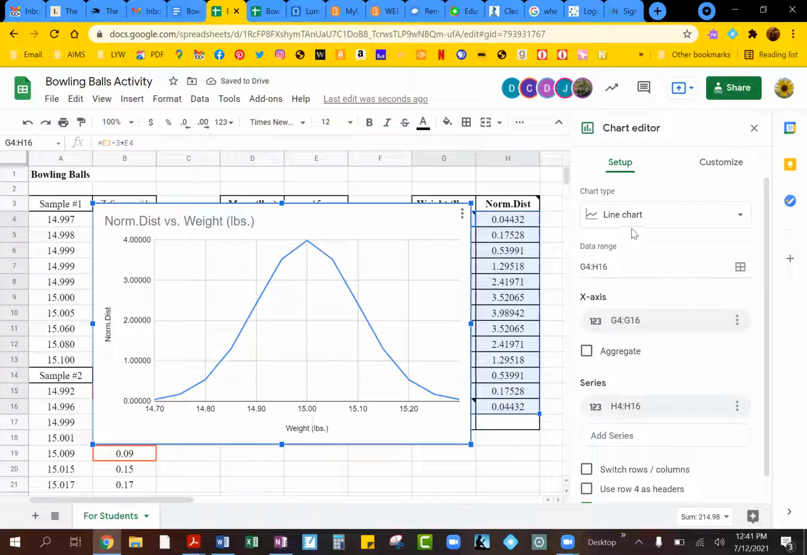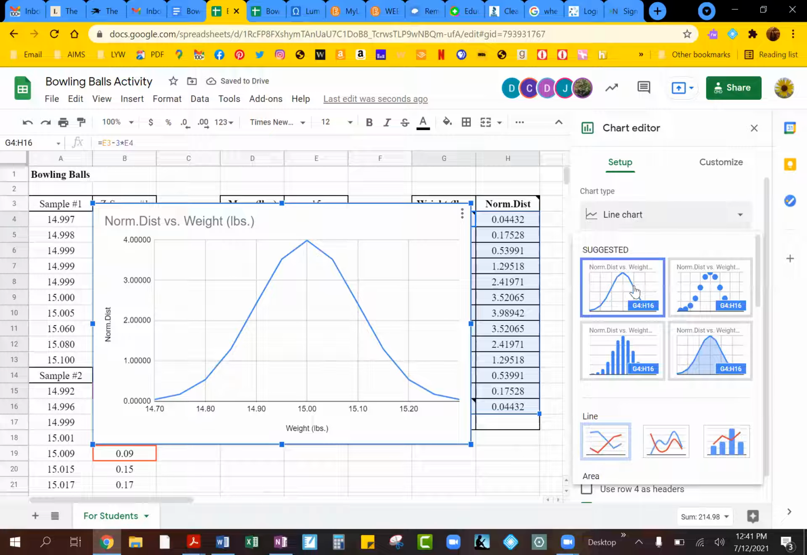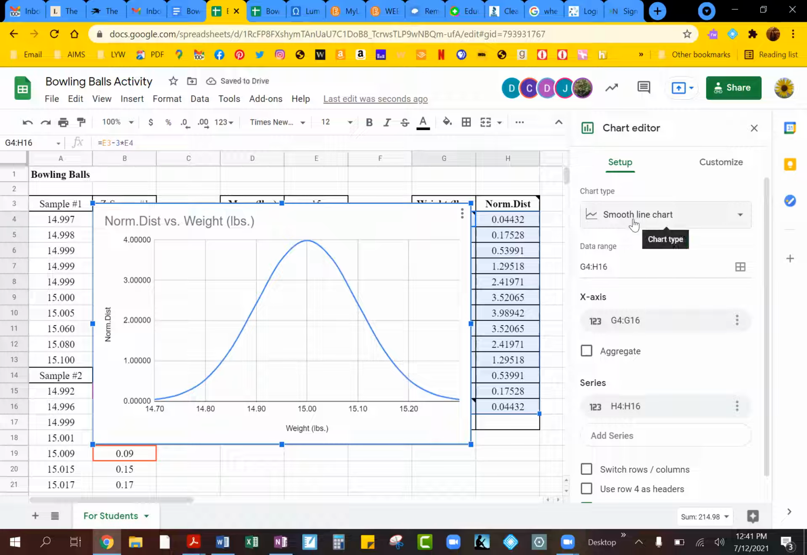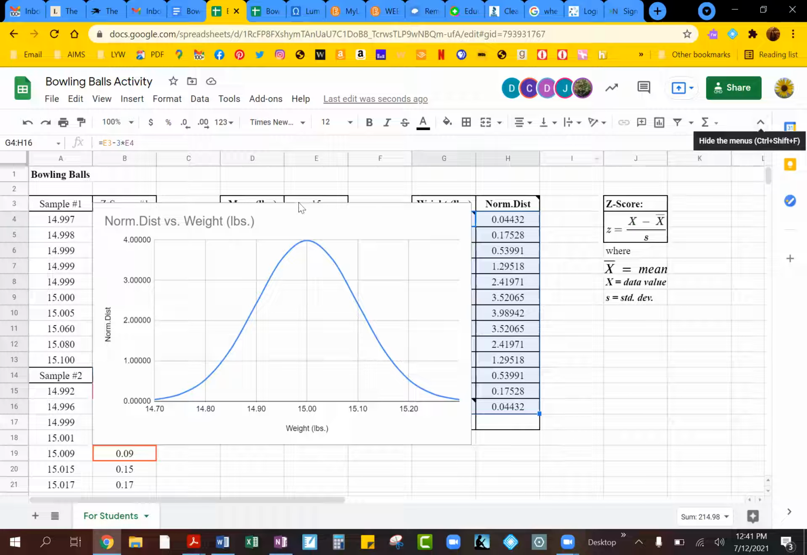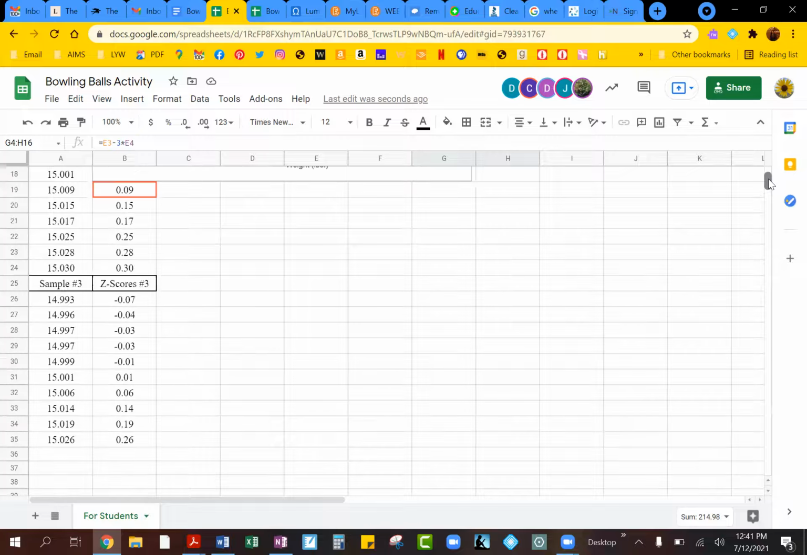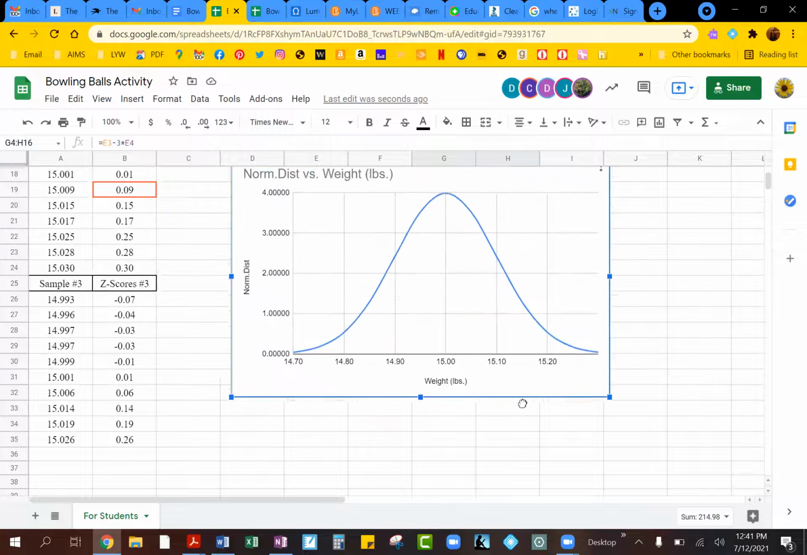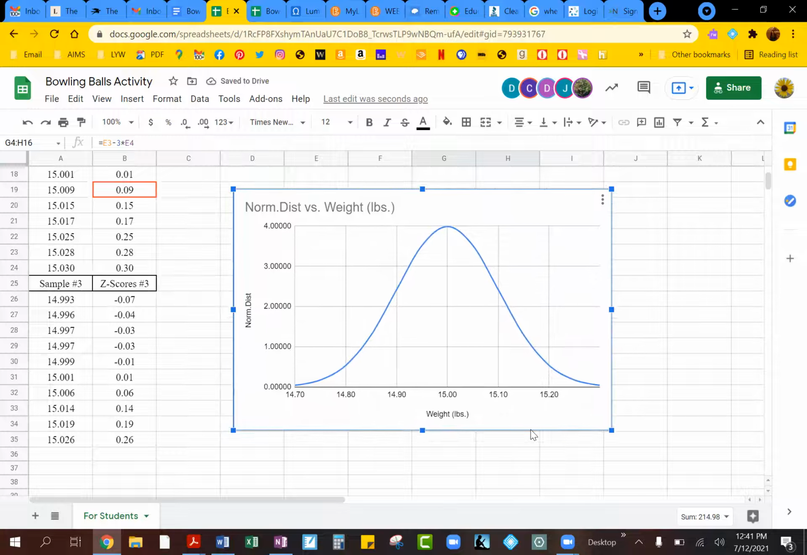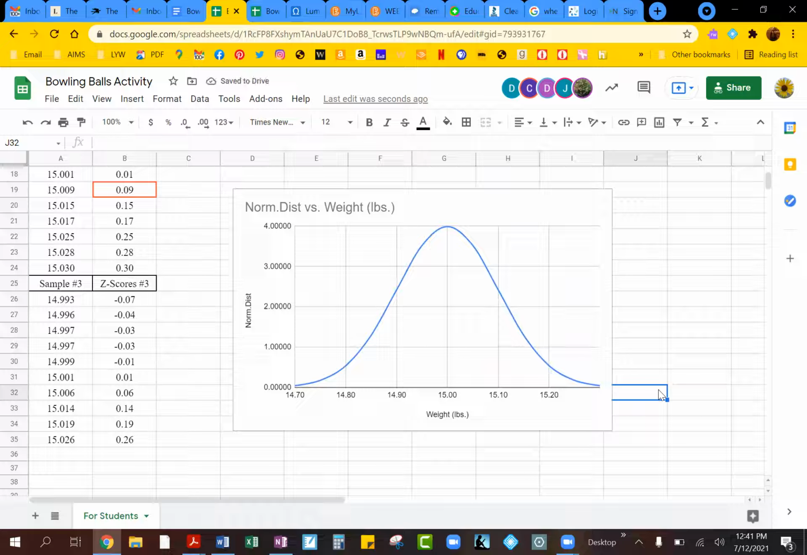It has picked a line chart, but let me see if it can let us do a little bit of a smoother line than that. There you go. I selected the smooth line chart over here, so it looks more like a curve instead of broken up lines. Let's see if we can move this down a little bit, kind of like I was showing you on the handout earlier.